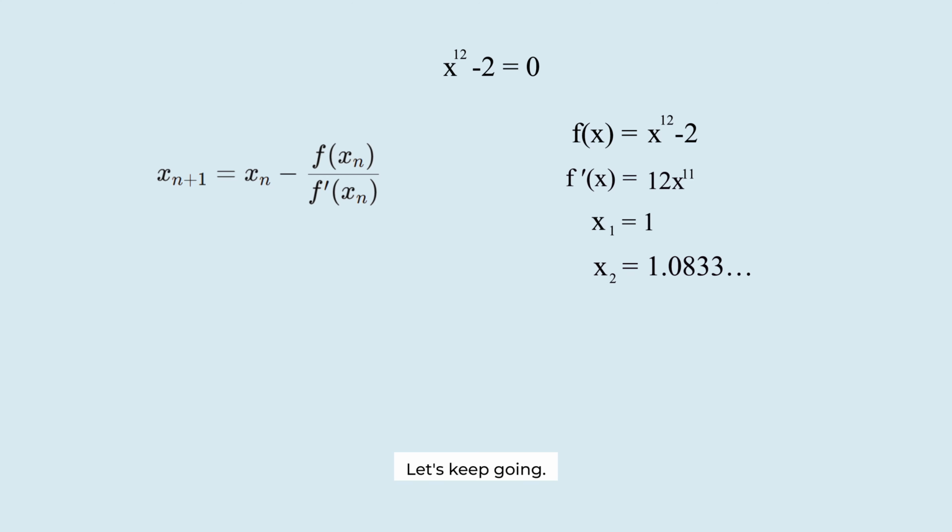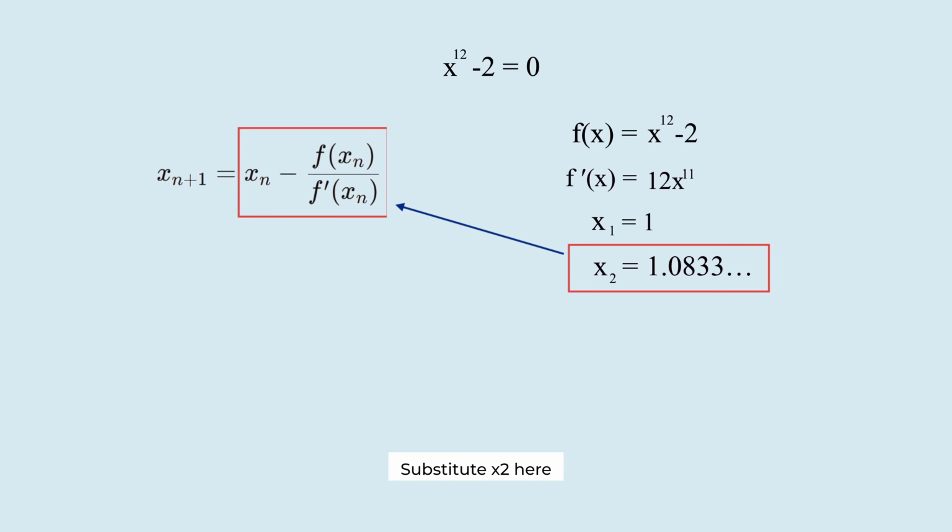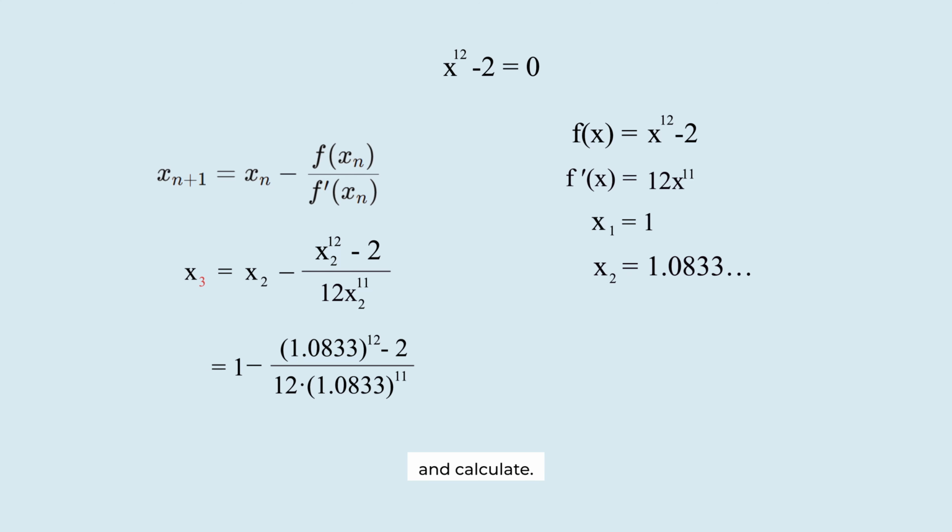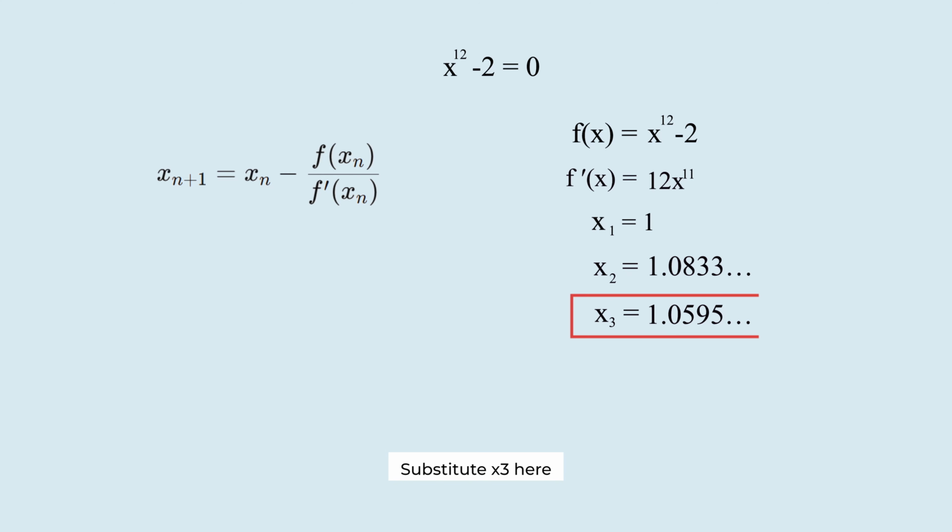Let's keep going. Substitute x2 here. And calculate. The third approximation x3 is 1.0595. Its 12th power? Around 2.007. Much closer. One more round. Substitute x3 here to compute again.